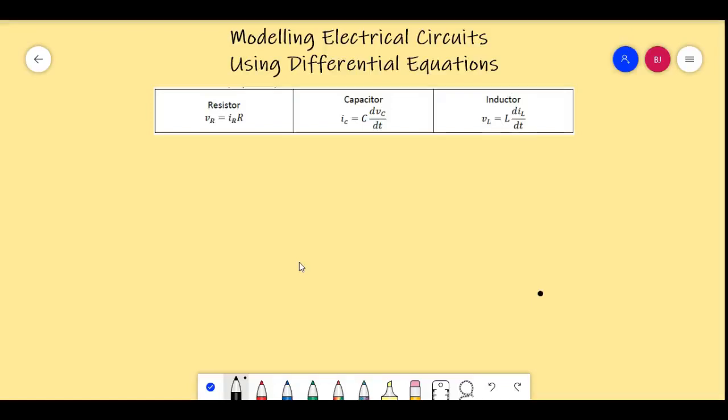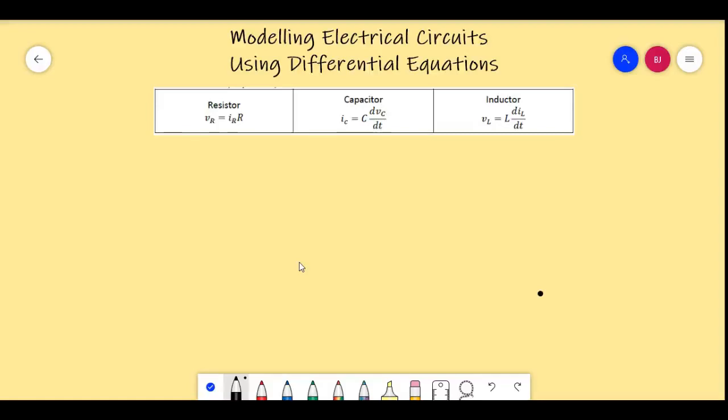Good day. We will now be discussing a topic for feedback and control systems, in which we would be modeling electrical circuits using differential equations. Remember from last time we mentioned that from the process of designing a control system, after creating the objectives, our next step is to actually create a model of the system.